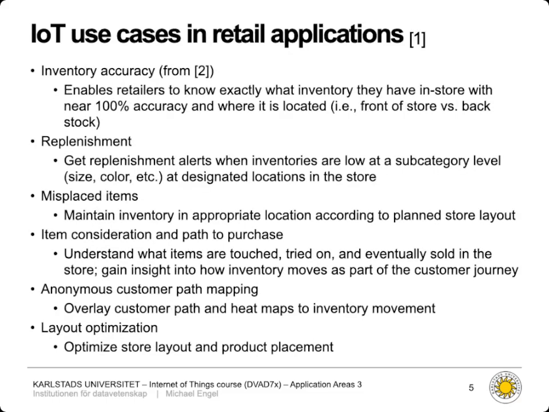There's a great review paper on a large number of IoT use cases in retail applications. And there are quite a number of very different use cases. Some have to do with logistics, and some have to do with more automated handling of the whole shopping process. So one use case for IoT in retail applications is inventory accuracy.